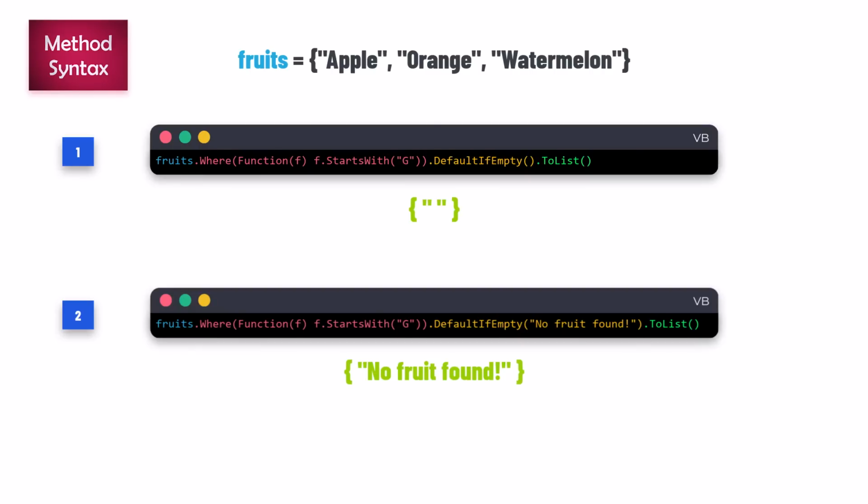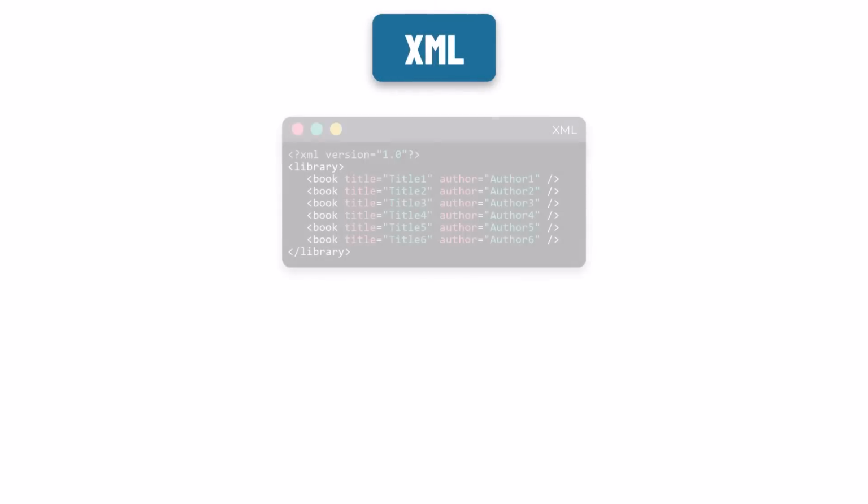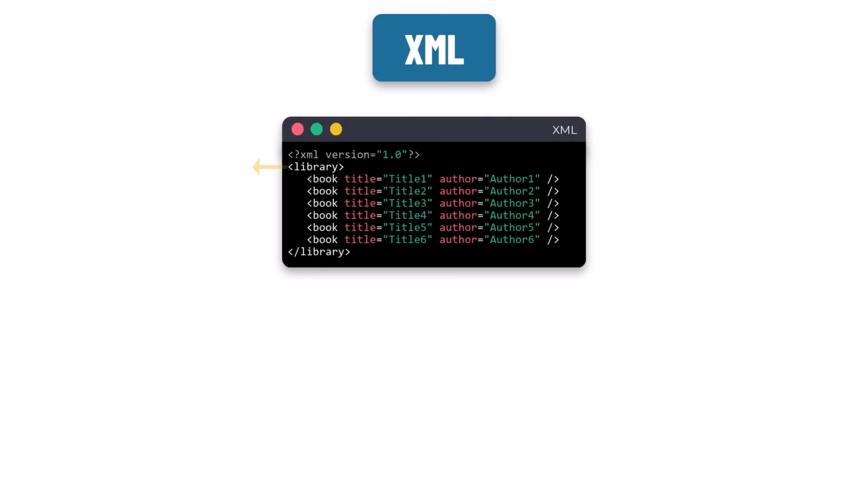This is how to use both overloads with a list of string. Let's now check another example about using the method with XML. I have the following XML document, that contains library as root element. This element contains 6 book elements. Each one has 2 attributes, title and author.